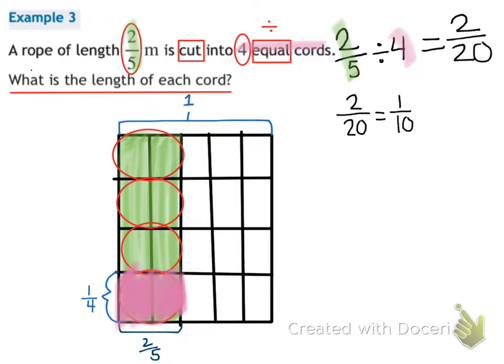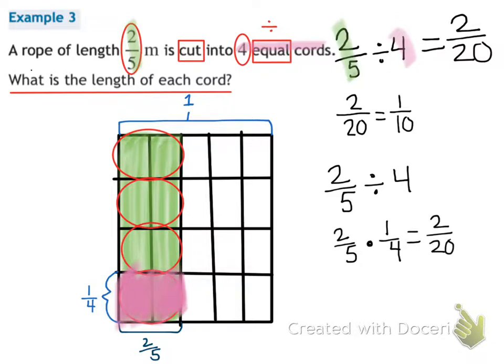20 can be reduced to 1/10. So the length of each chord is 1/10 meter. Now, I know a lot of you are used to seeing the division like this, 2/5 divided by 4. And maybe in the past your teacher told you to solve this: you leave the first number the same, you change your division to multiplication, and you write the reciprocal of the second number. So if we have 4, it's the same as 4/1, so the reciprocal would be 1/4. And if I multiply across, you get 2/20, and again, we know that reduces to 1/10.